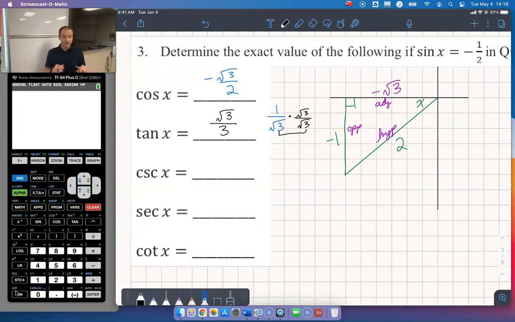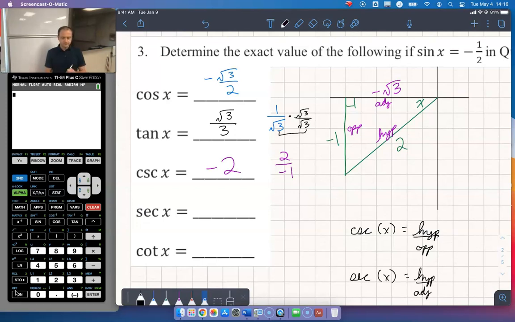Cosecant is the reciprocal of sine. So I'll just put it down here. That means if sine is opposite over hypotenuse, then cosecant is hypotenuse over opposite. So that would be 2 over negative 1, which is just negative 2. Secant is going to be the reciprocal of cosine. So secant is going to be hypotenuse over adjacent. So let's see, our hypotenuse is 2. Our adjacent is negative square root of 3.